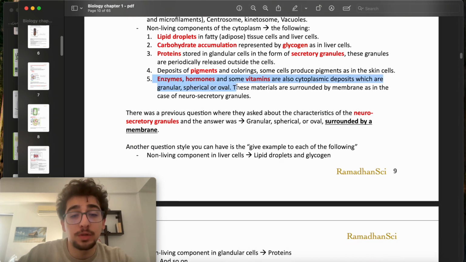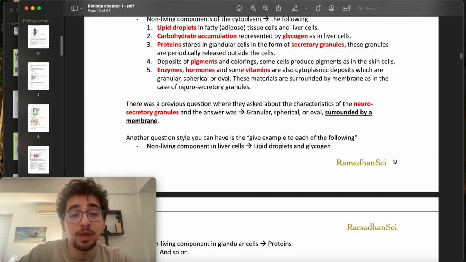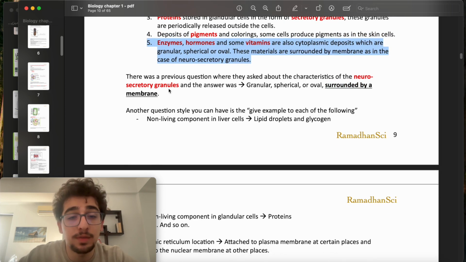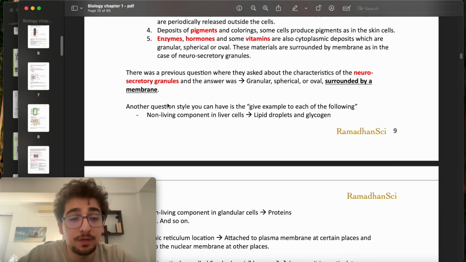This point here is important because they mentioned something about the neurosecretory granules. There was a question telling you to mention the characteristic or the feature of the neurosecretory granules, and the answer will be granular, spherical, or oval, surrounded by a membrane. This factoid is mentioned in this point, so I think this question is very weird and very specific. That's why you have to pay attention to every line.